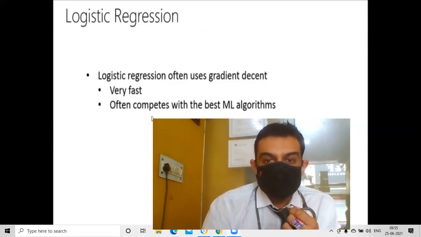So logistic regression is basically using gradient descent. It is very, very fast compared to other ML algorithms.